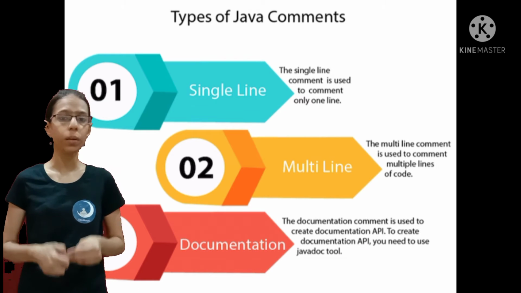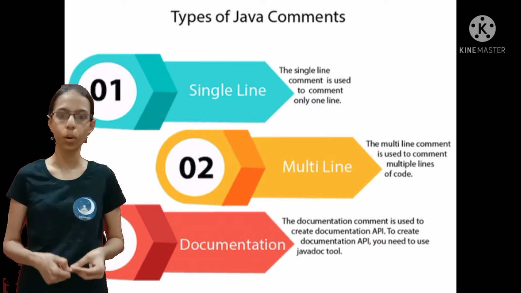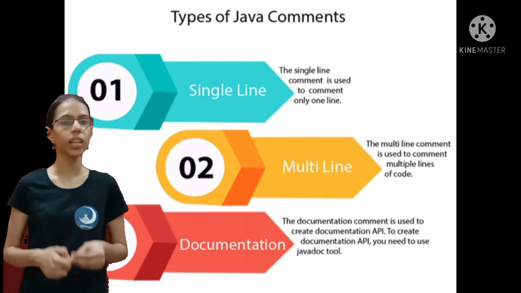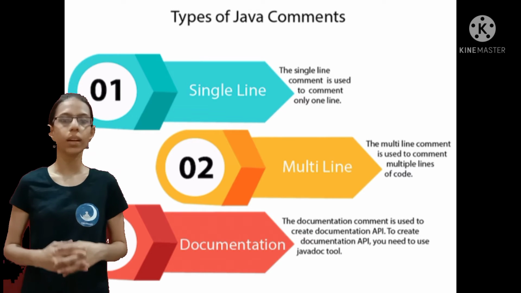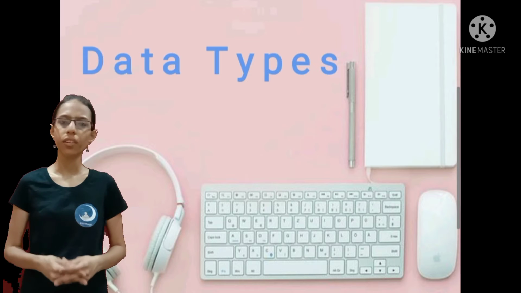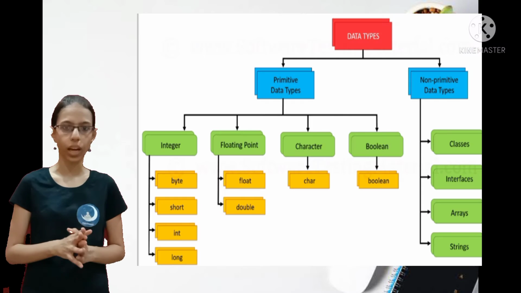And if you want to comment multiple lines, like if you want to describe the process, what you are doing in the program, then you can use a multi-line comment. These are the uses of the comments. Next, coming to the data types. There are different types of data types, and the data types are classified mainly into two types.